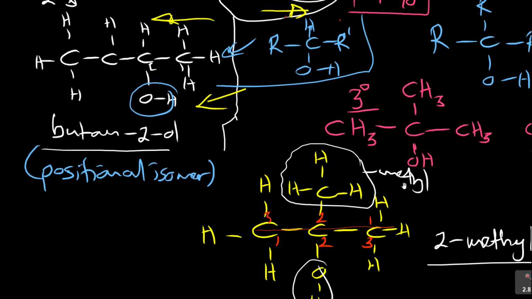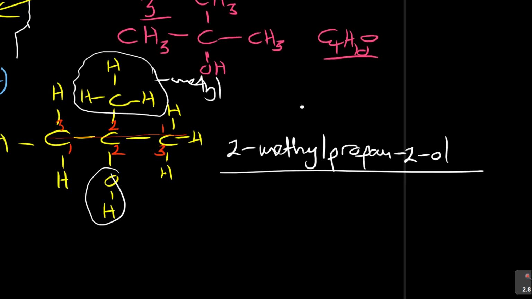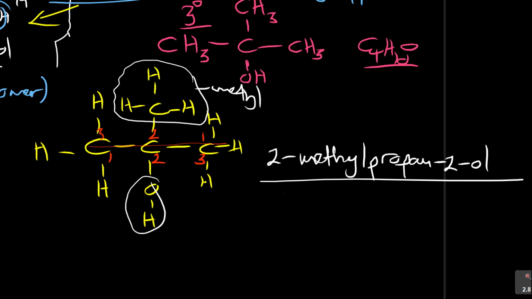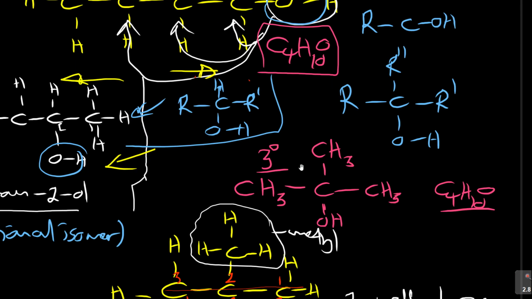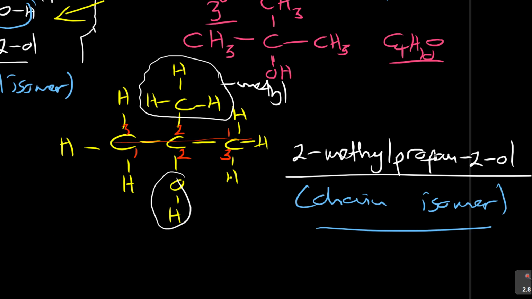it's called positional. Then you have got this one, which becomes the chain isomer. Why? Look at this. What is the longest chain? In the first one it's but, which means 4, and in this one the longest chain is prop, which means 3. So the chain has shortened, including now a branch. Hence it becomes a chain isomer.